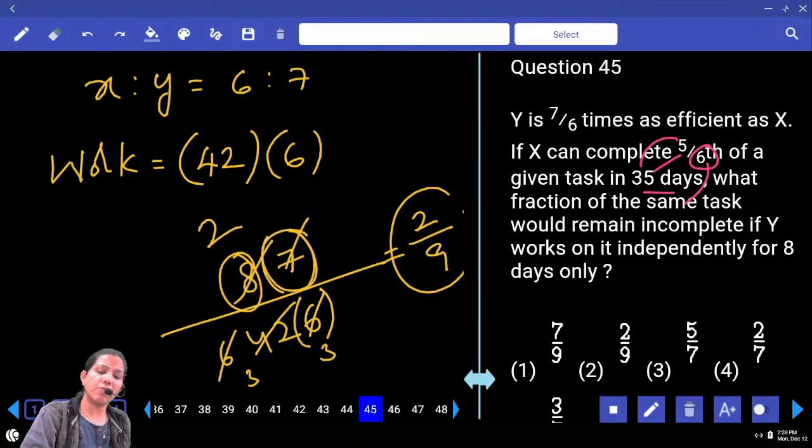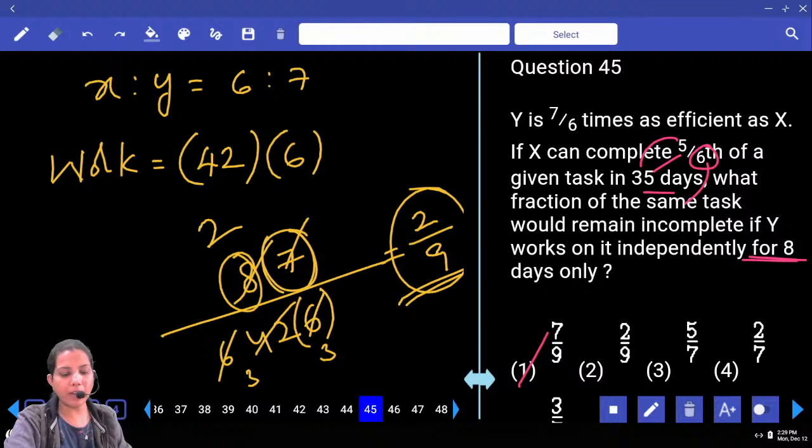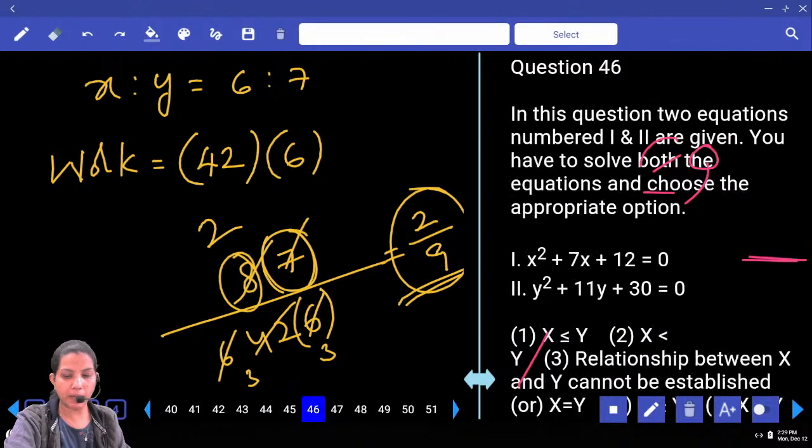Is this completed work or remaining work? He worked for how many days? He worked for 8 days, which means completed work data. This 2/9 is what we found out, and this is complete data. What is the question? Incomplete. Then my answer is 7/9, first option. Check it a little clearly.